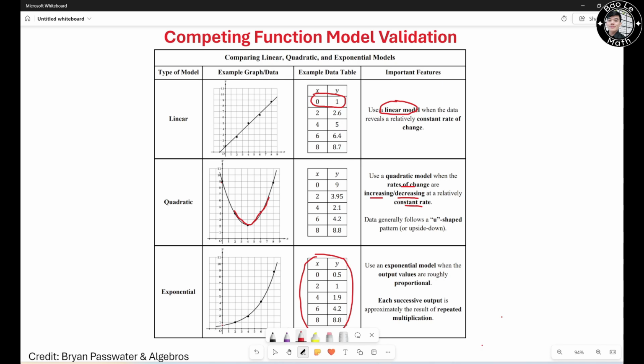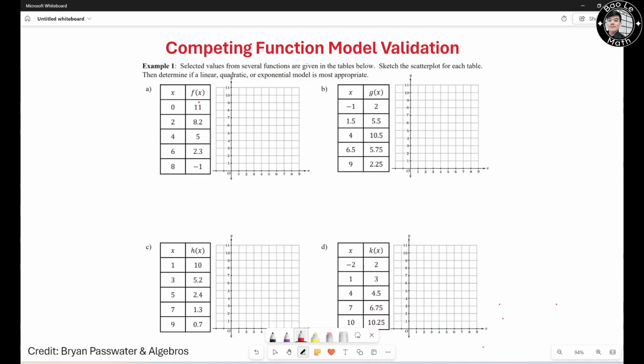we see the exponential shape like this, and this is actually an exponential model. So we're going to use the exponential model when the output values are roughly proportional. The outputs right here: this is 1, this is 1.9, this is 4.2, this is 8.8. Which means we're going to multiply roughly by 2 each time. Now let's take a look at the first example.